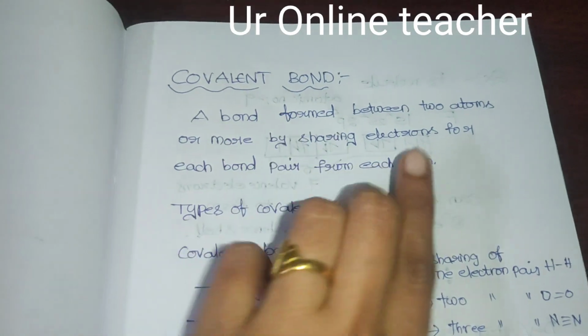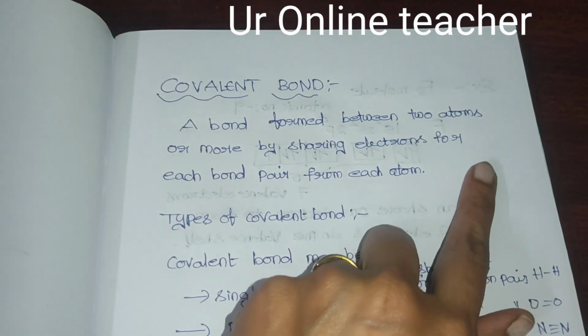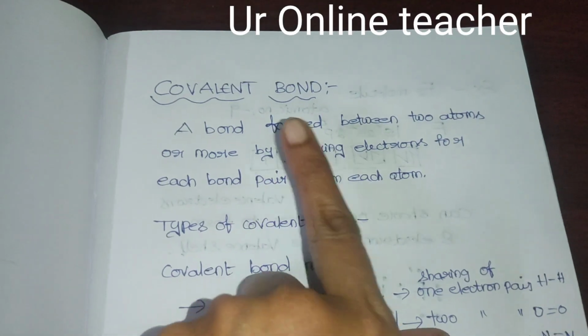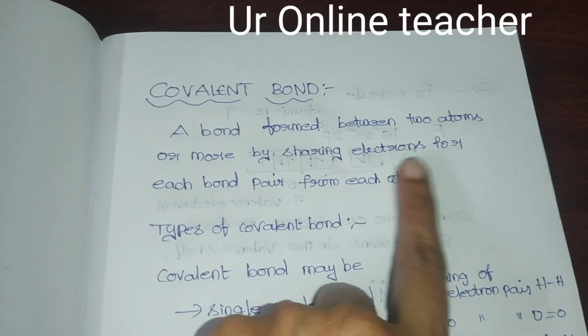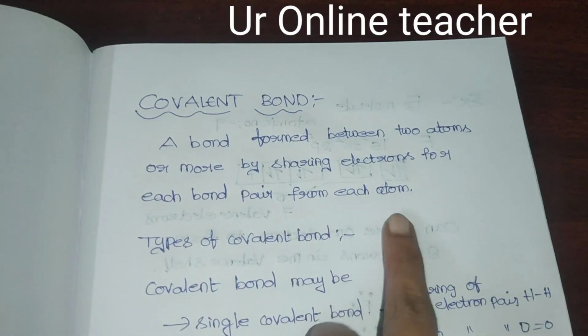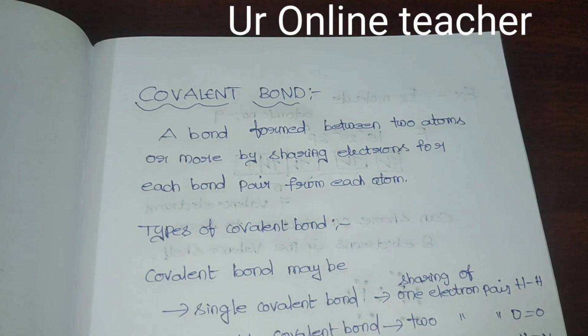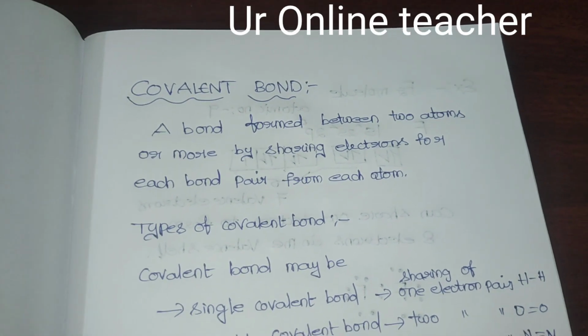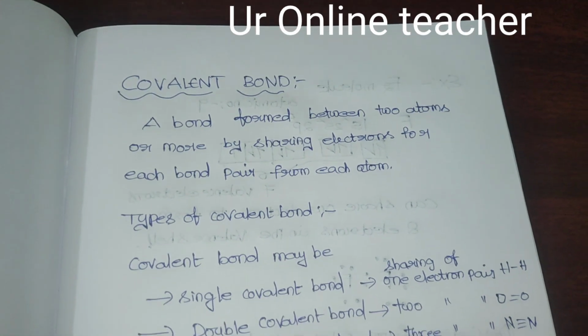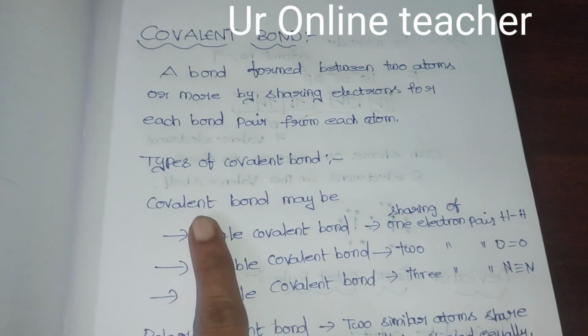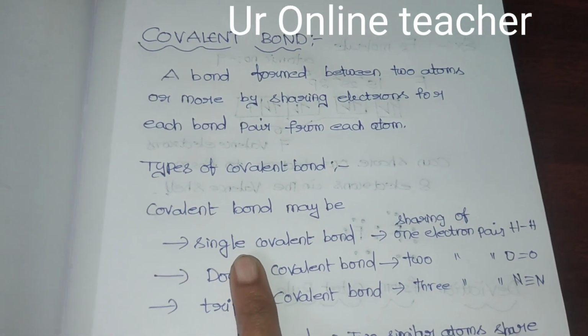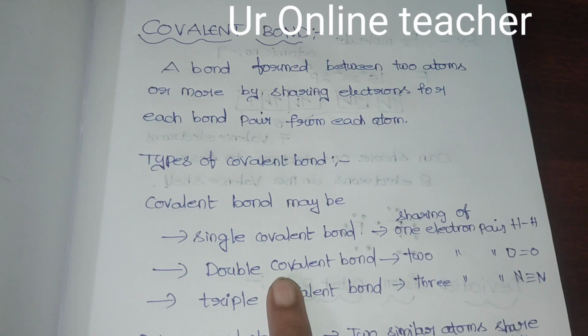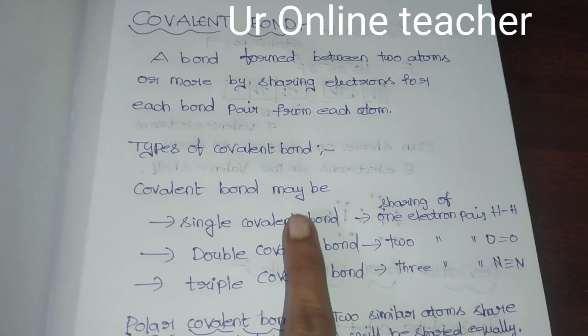A bond formed between two or more atoms by sharing electrons, with each atom contributing electrons to each bond pair. So each atom will share electrons to the bond pair so that a bond will be formed. That is called a covalent bond. There are types of covalent bonds: single covalent bond, double covalent bond, and triple covalent bond.